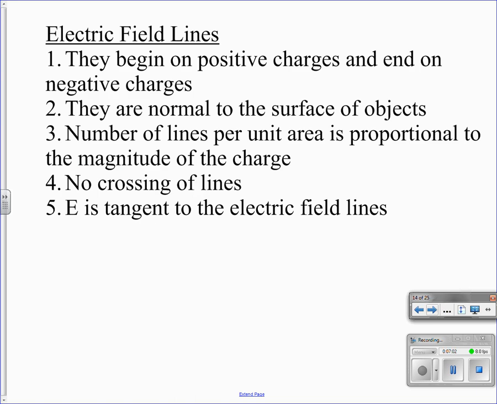Let's take a moment to talk about electric field lines. We're going to use electric field lines to model the electric field created by a charged particle. Here are the 5 rules we need to follow when we draw electric field lines. They begin on positive charges and end on negative charges. They are normal to the surface of objects. Remember that this word normal means perpendicular.